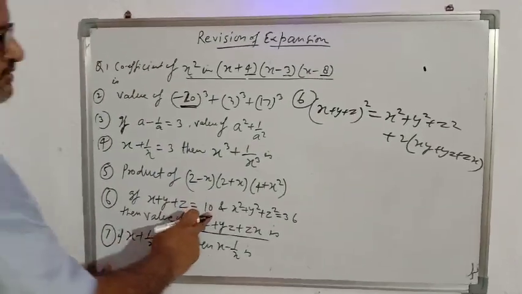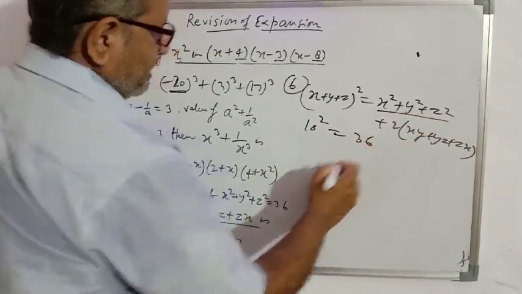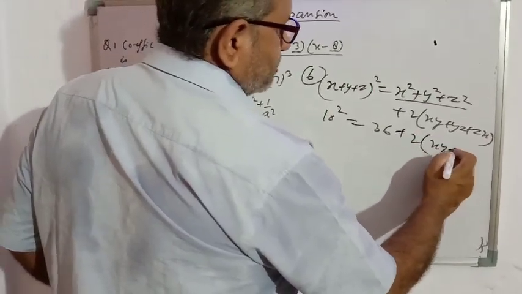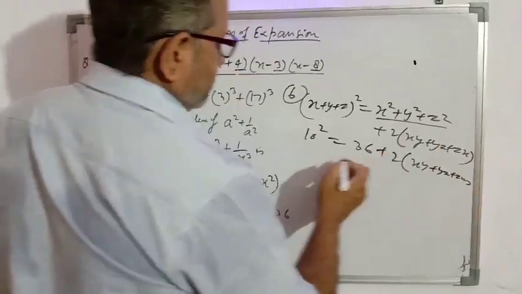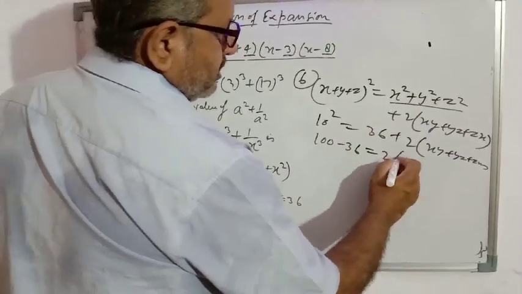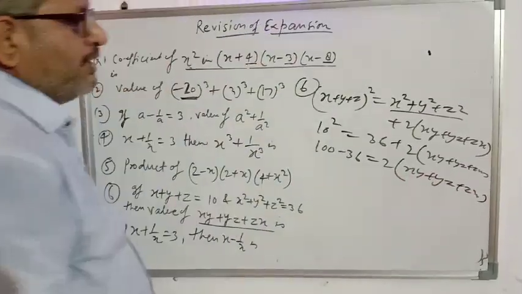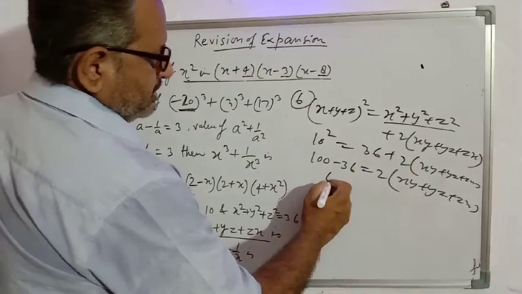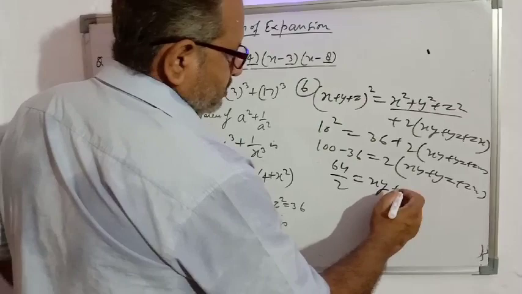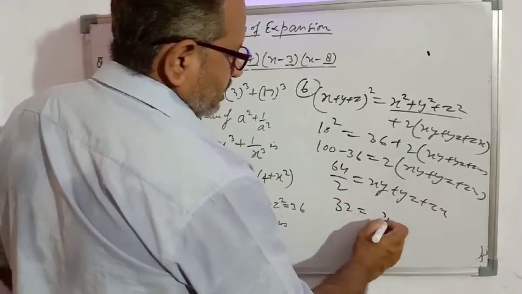Put the values. X plus y plus z is 10, so write here 10 square. This value is given 36. And we have to find this one, 2 into xy plus yz plus zx. 10 square is 100, transpose 36, 100 minus 36, is 2 into xy plus yz plus zx. 100 minus 36 is 64, divided by 2. So xy plus yz plus zx is 64 by 2, which means 32.